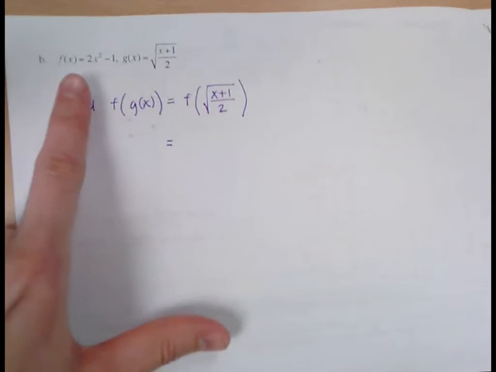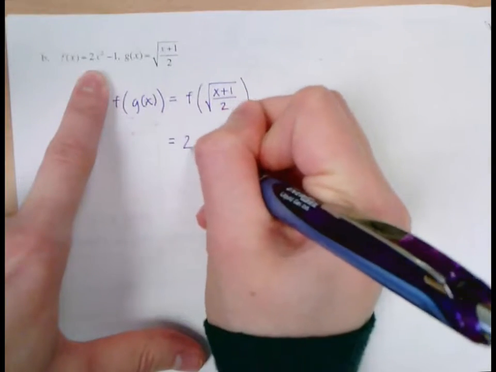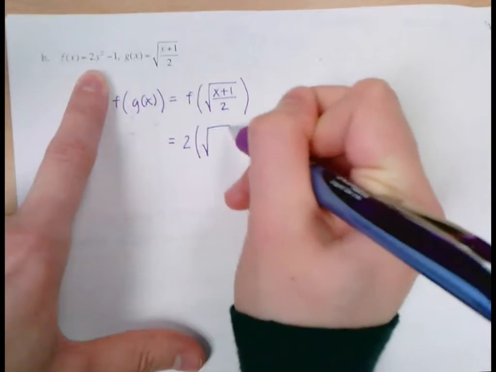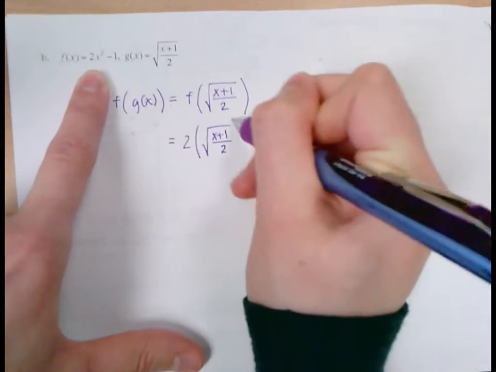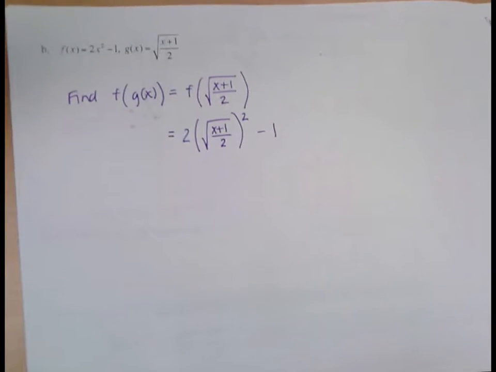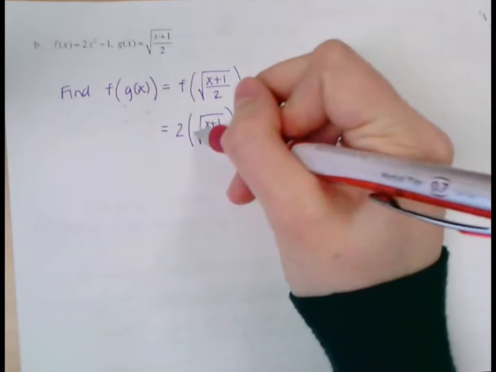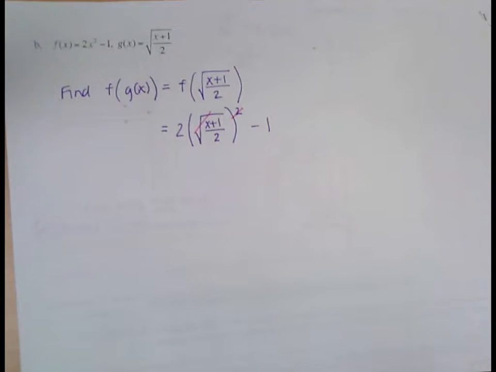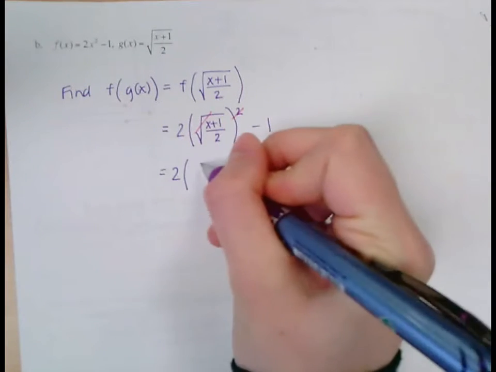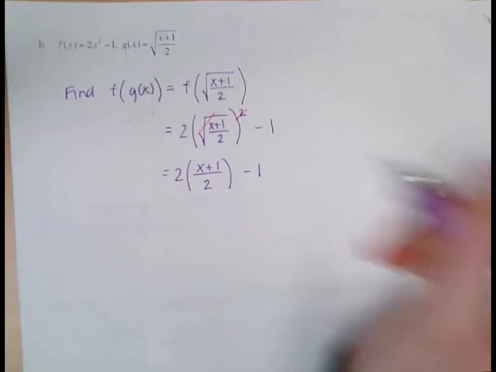And then that means in the function f of x, where I see the x, I'm replacing it with that square root. So I have 2 times, in place of x, the square root of x plus 1 all over 2, squared, and then minus 1. And then you simplify. So if I start with that exponent, what happens when you square a square root? Cancels out. So then I have 2 times the quantity, so the square root's now gone, so it's just x plus 1 all over 2, and then minus 1.